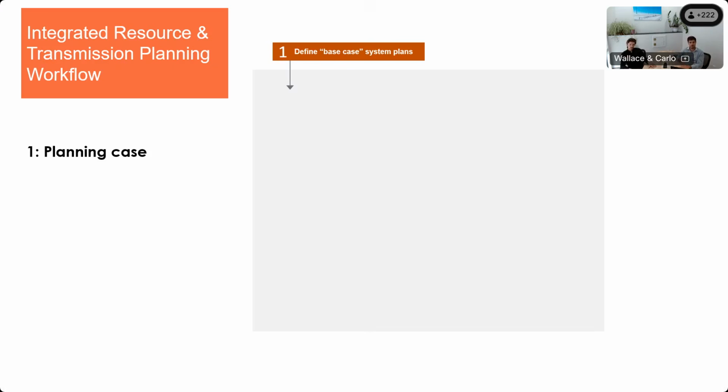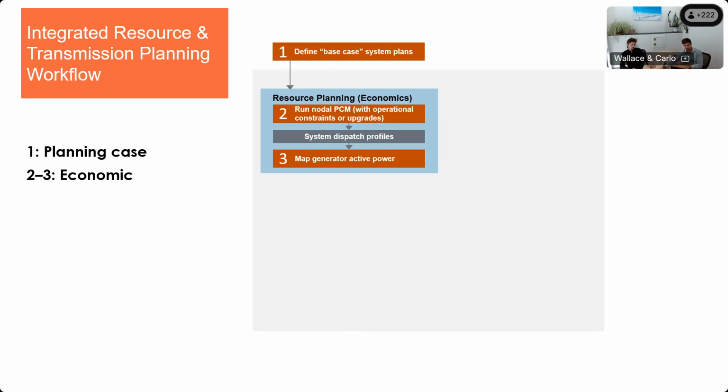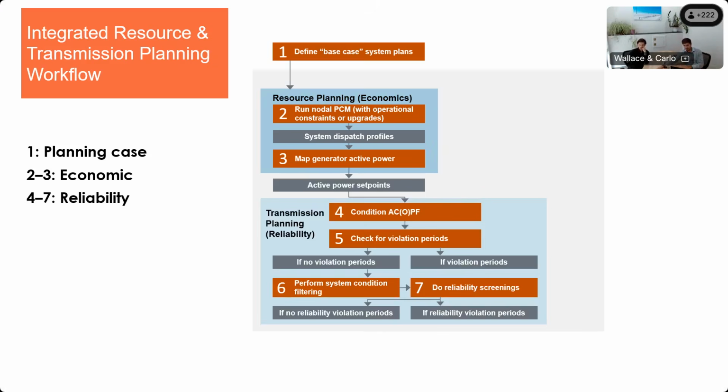So the first thing is, we're going to start with a planning case, where we're going to be defining a case of the future for which we are planning. Second, I'm going to be in charge of running my resource plan, so planning for the economics of the system, primarily running production cost models driven by the outputs of both capacity expansion and production cost models. And then I'm going to be sending information to Wallace, who's going to be in charge of evaluating the reliability of the system during different conditions.